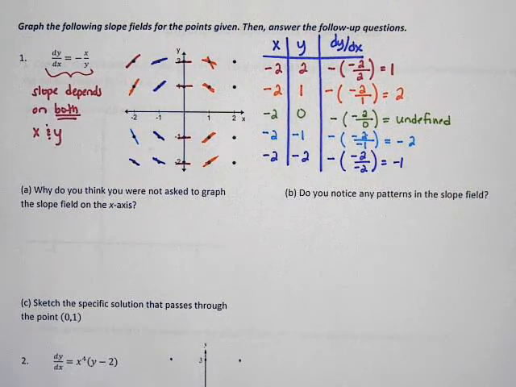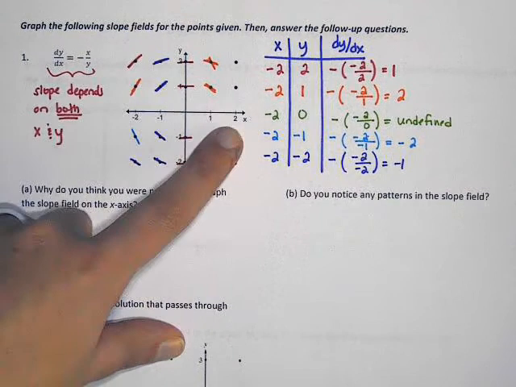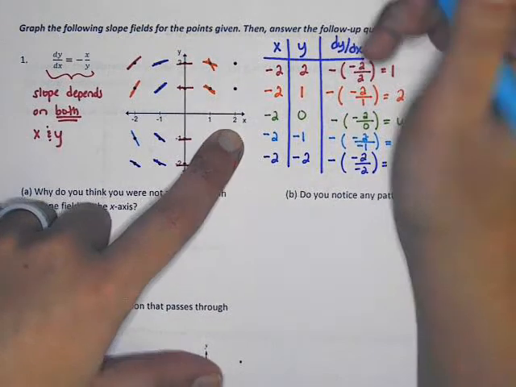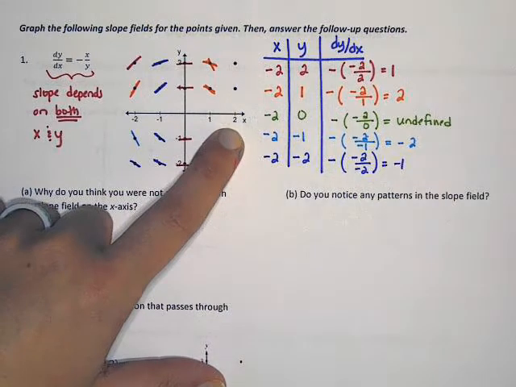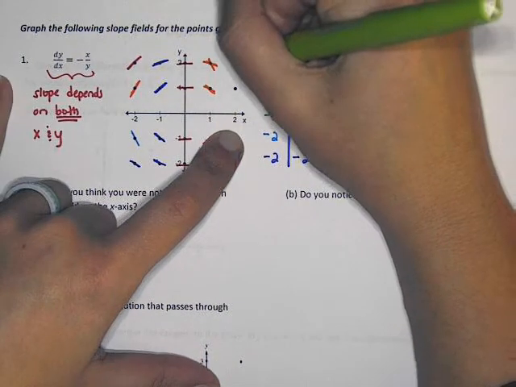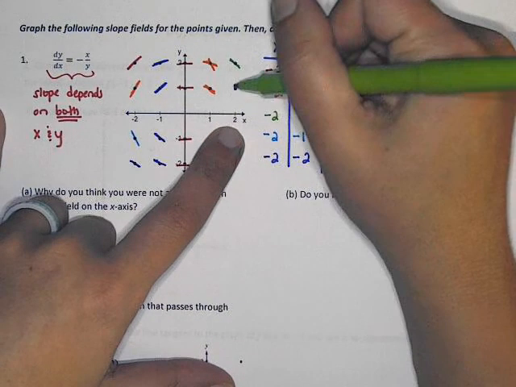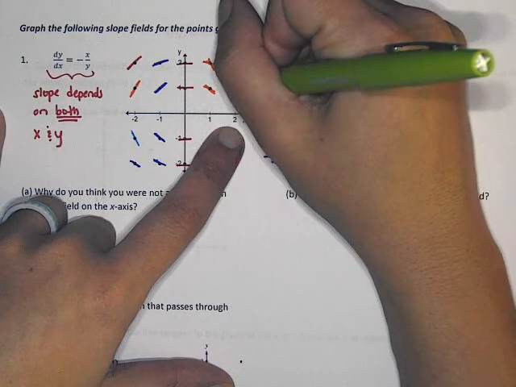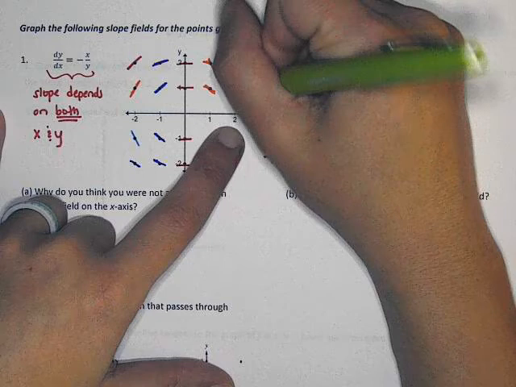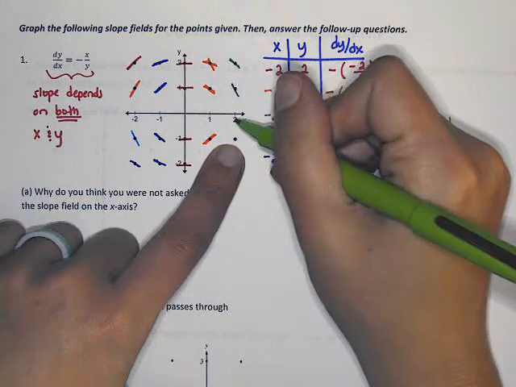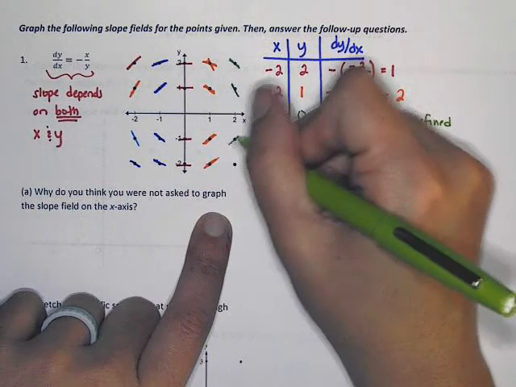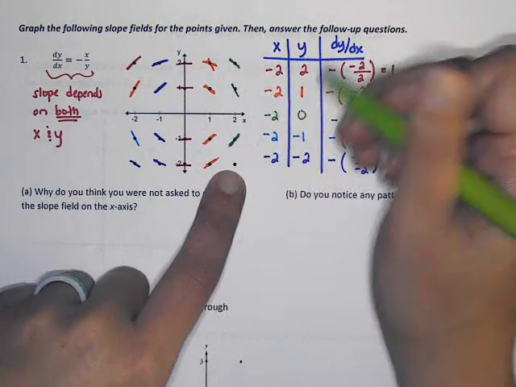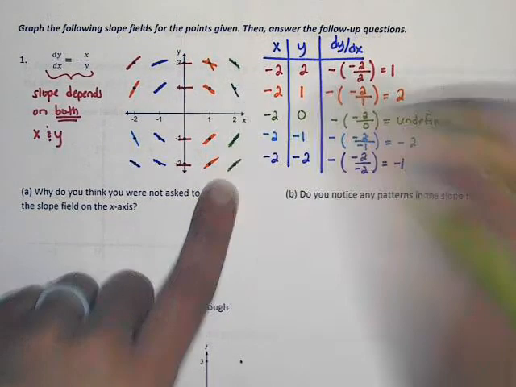Then all my numerators are going to be -2. So -2 divided by +2 is -1. -2 divided by 1 is -2. -2 divided by -1 is +2. -2 divided by -2 is +1.